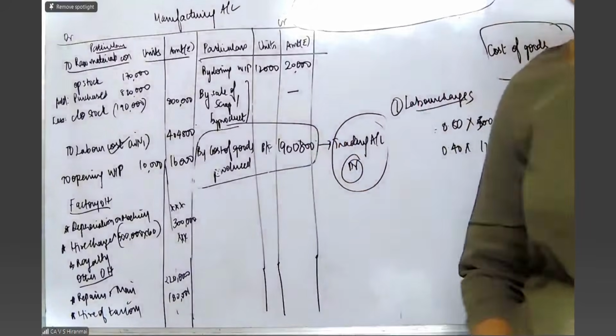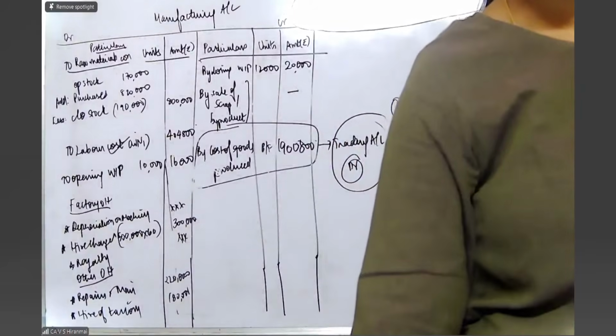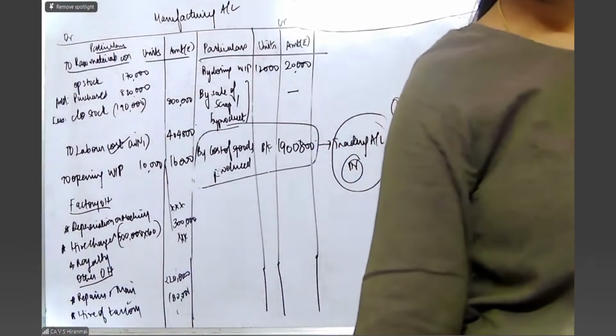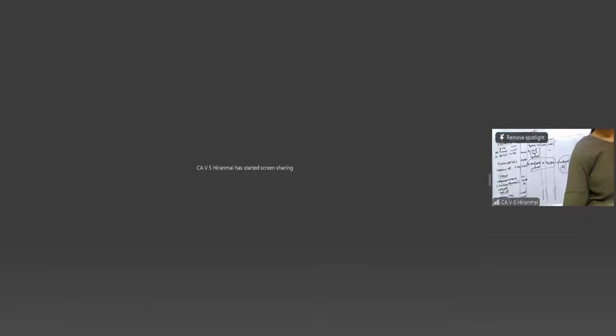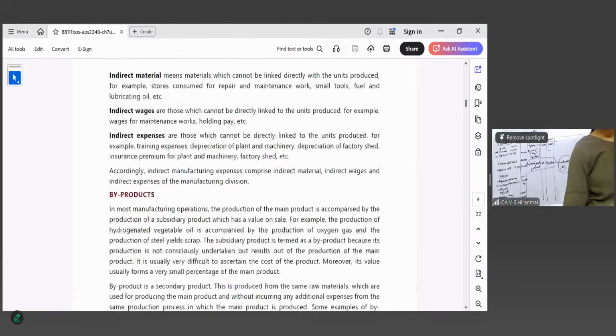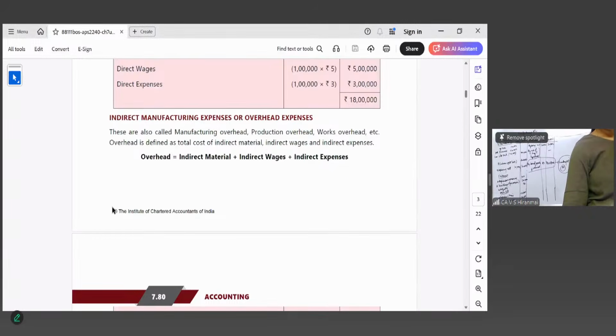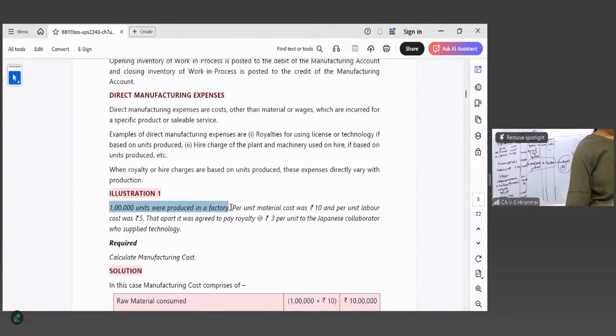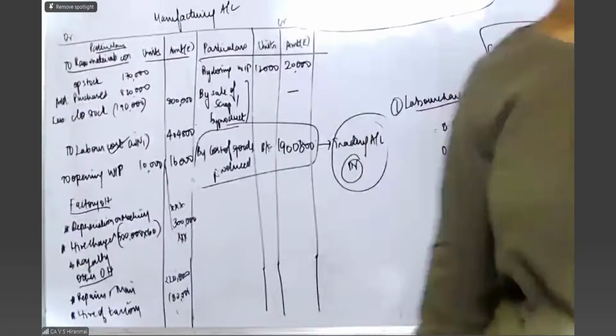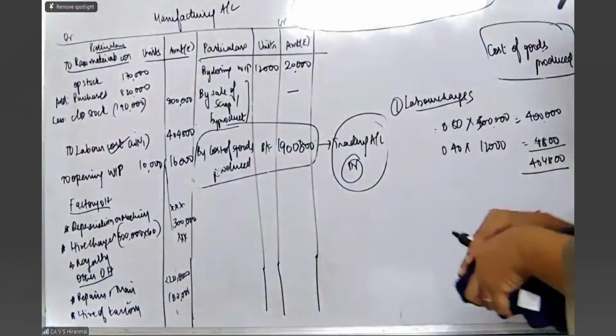Very, very simple. Now, my dear students, please see the next question, illustration 1, which is very simple. 1,000 units were produced in a factory. Per unit material cost is 10 rupees. Per unit labor cost is 5 rupees. Apart from that, it agreed to pay a royalty. Based on the units manufactured, simply you are going to find out the cost.